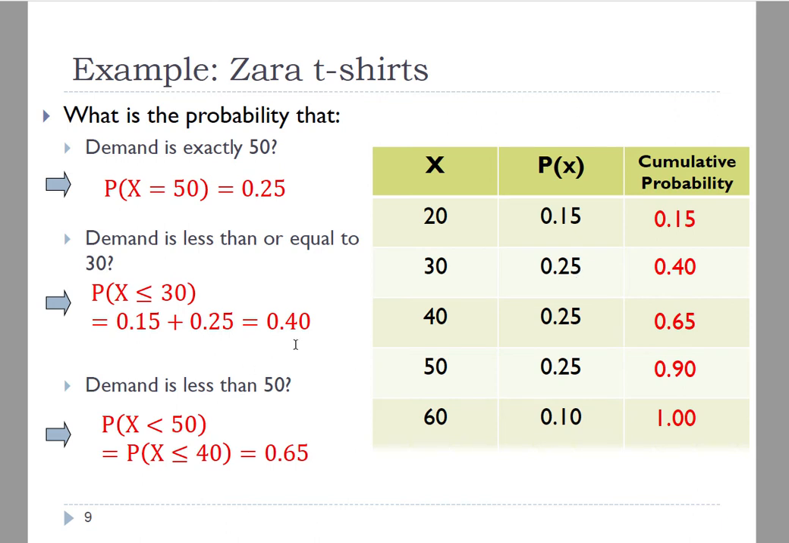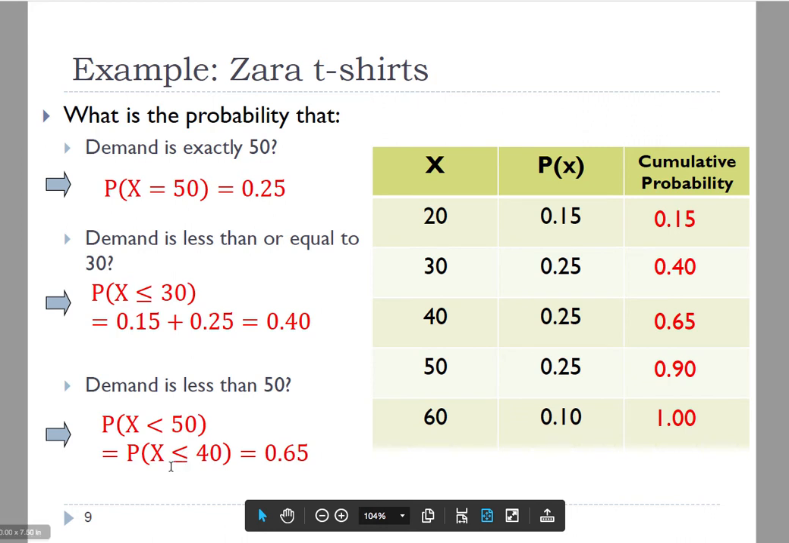What about if the demand is less than 50? Okay, keyword here, the equal is not in this question. So I want to know what the probability of x is less than 50. So what I'm looking for is a probability of x being less than or equal to 40. So all I'm going to do is add up all of these, and that gives me 0.65.